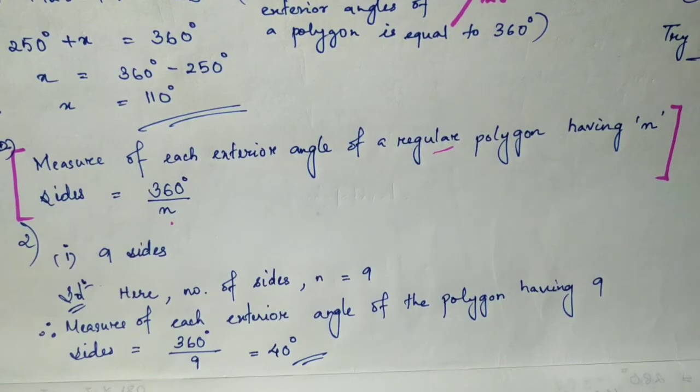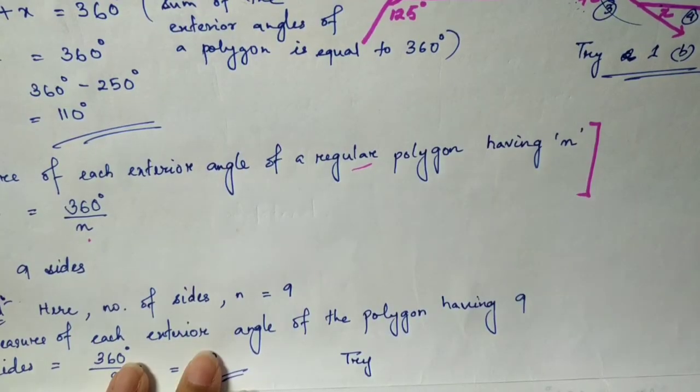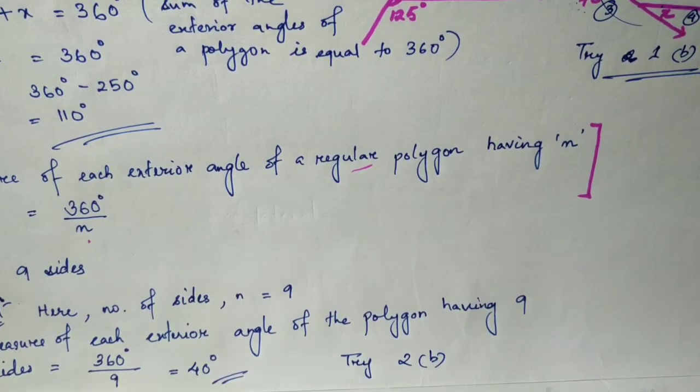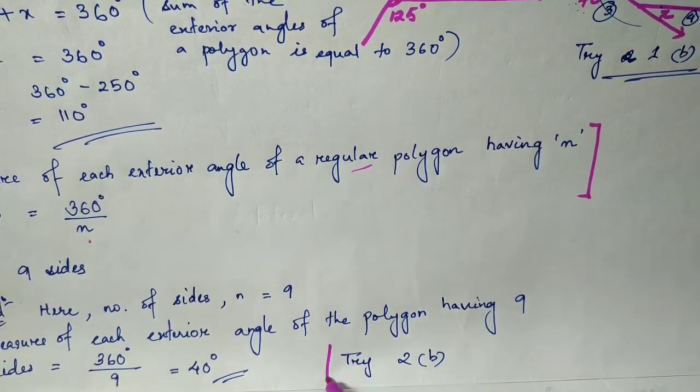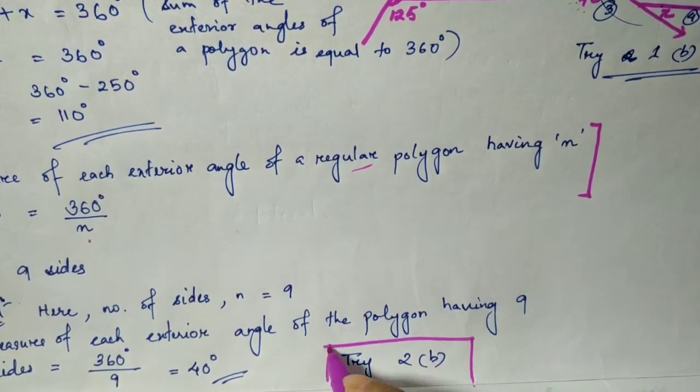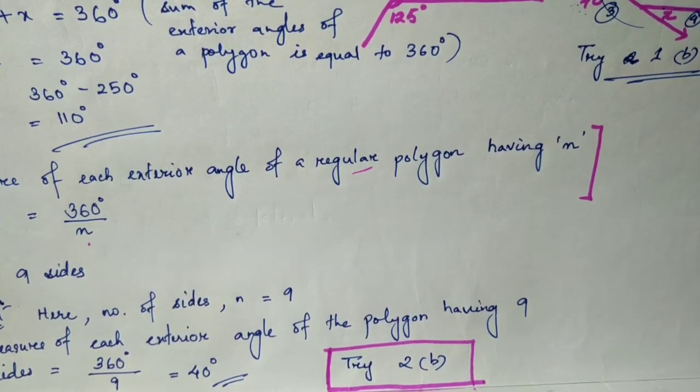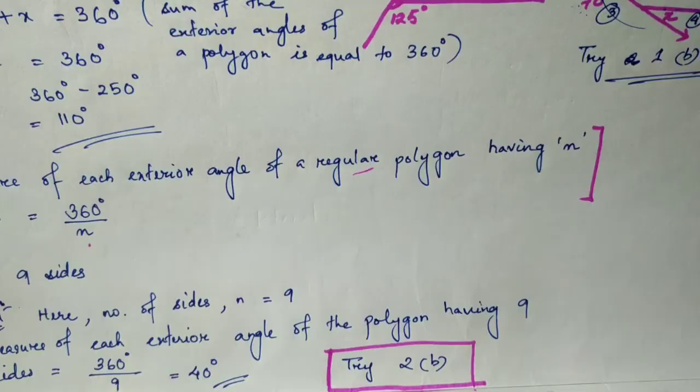Okay. So in the same way, you will try to solve question number 2b. Okay. Please try solving this. This is just, the number of sides given is different. Otherwise, the statement and the process, everything is same. Okay. So let us move on to question number 3 now. Now in question number 3, it's given how many sides does a regular polygon have?